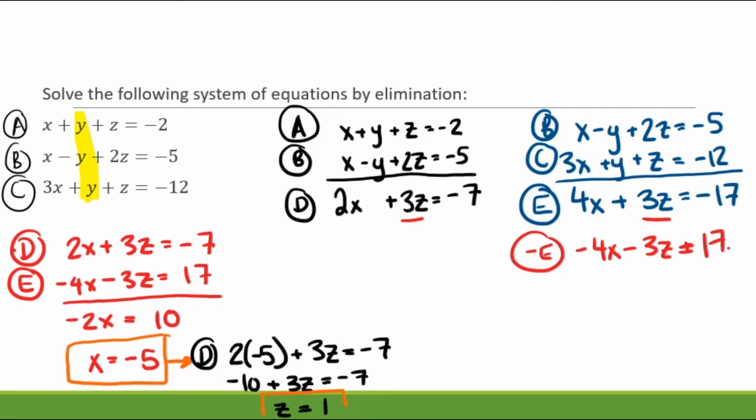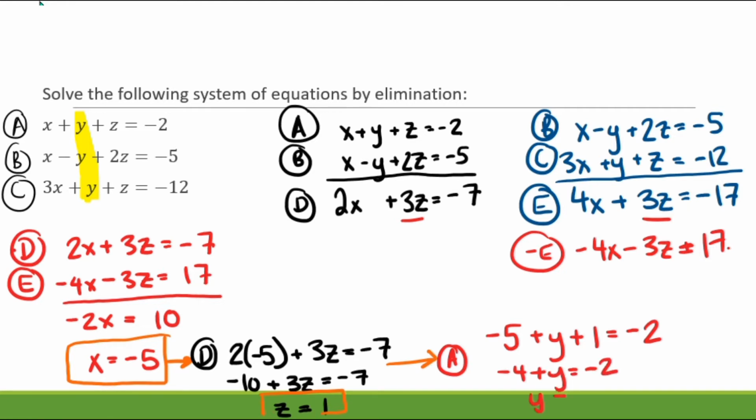I found another variable. So now I'm going to go backwards another level. And I'm going to choose, let's say, equation A. x is negative 5. y, I don't know. z is 1. Equals negative 2. So I have negative 4 plus y equals negative 2, which means y must be equal to 2.